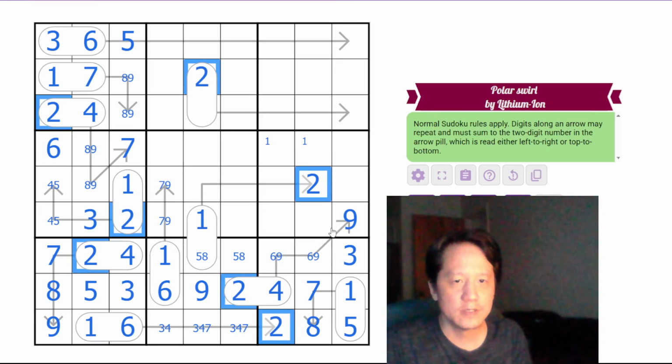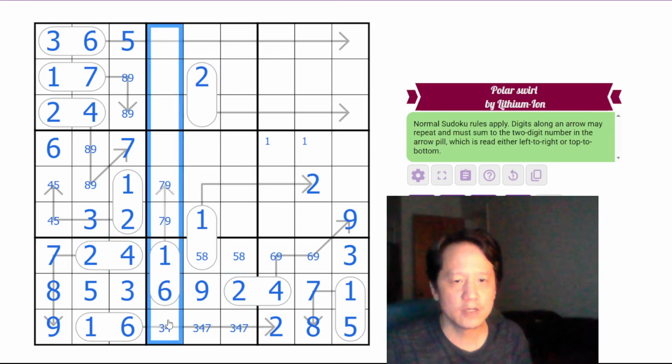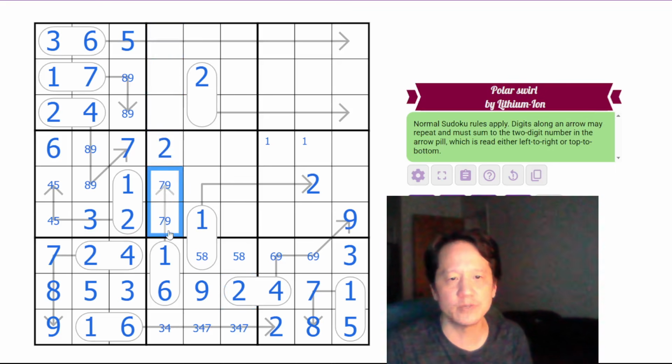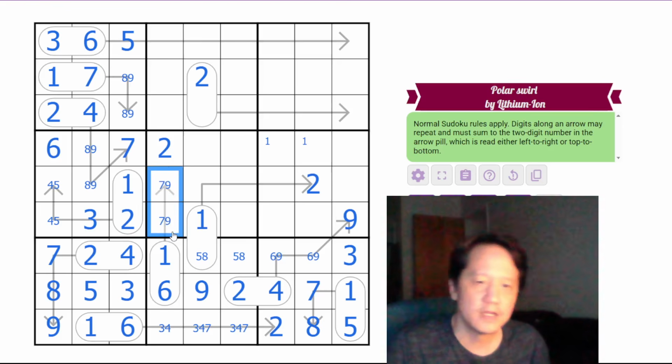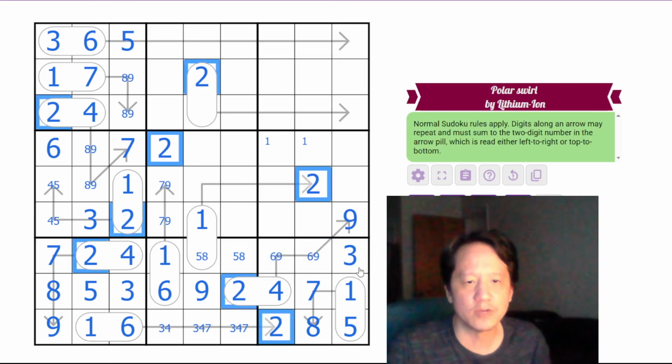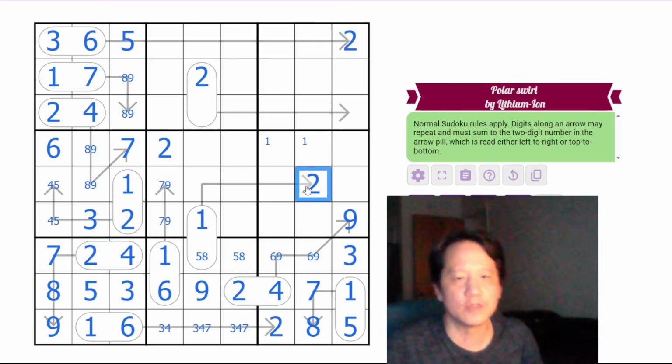Where is 2 in column 4? Can't be here because of 2 in the column or box. Can't be here because of 2 in the box. Must be here because it can't be here, because can't add up to 16 with 2 digits. So we have 2 there. We should have 8 2s, which we do. We know where the last 2 has to be. It has to be there.